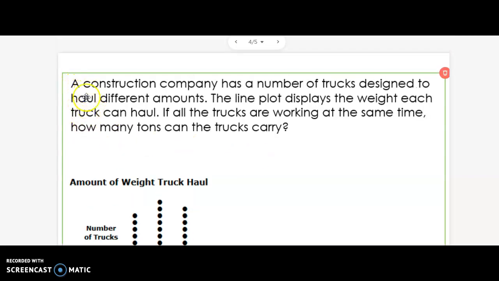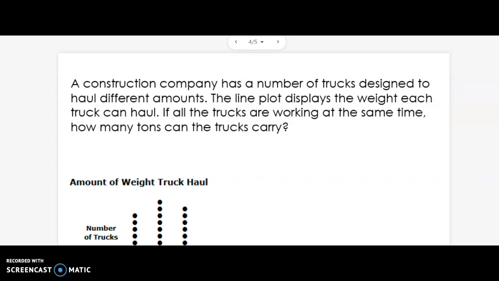So let's read this problem. A construction company has a number of trucks designed to haul different amounts. The line plot displays the weight each truck can haul. If all the trucks were working at the same time, how many tons can the trucks carry?